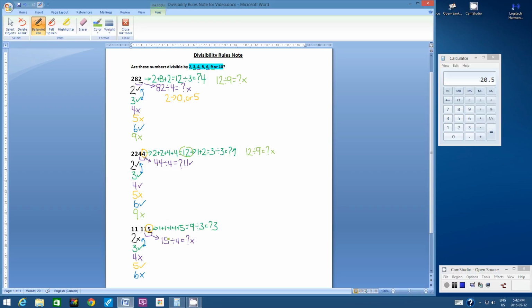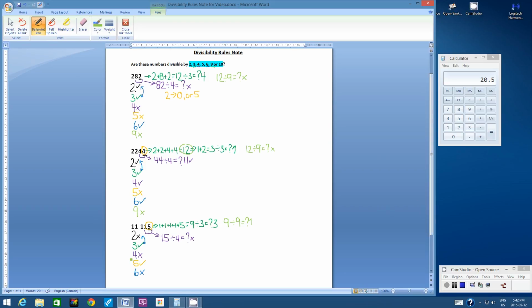And what is the sum of our last number? Our last number, the sum was 9. Is 9 divisible by 9? Yes, it is. So we know that this number, the last number, 11,115, is divisible by 9. So we'll put 9 and then we'll put a big check mark here.